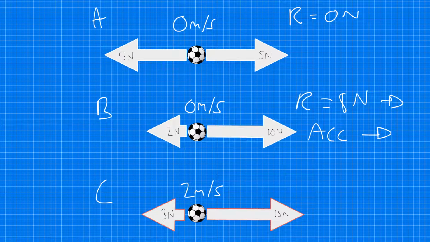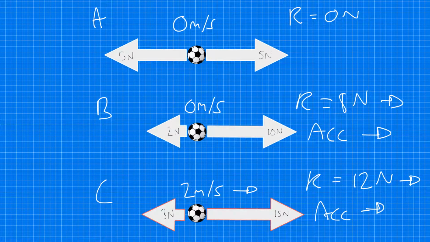If we look at example C, we've now got a ball that is already in motion. It's moving at 2 meters per second, let's say, to the right. If we look at the resultant force on this object, we've got 15 newtons acting to the right, 3 newtons acting to the left, so we have a resultant force of 12 newtons to the right, which means this ball is going to accelerate to the right. So it's not going to stay at 2 meters per second, it's going to increase its velocity in that direction, so it might continue to accelerate. We'll look at how to calculate acceleration in a later lecture.